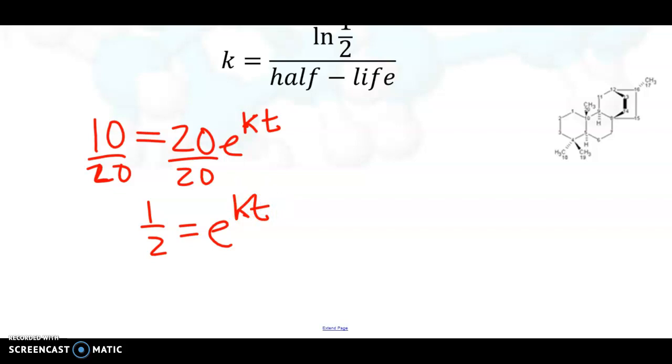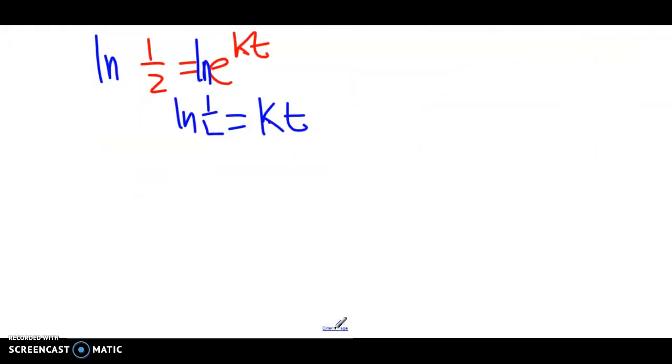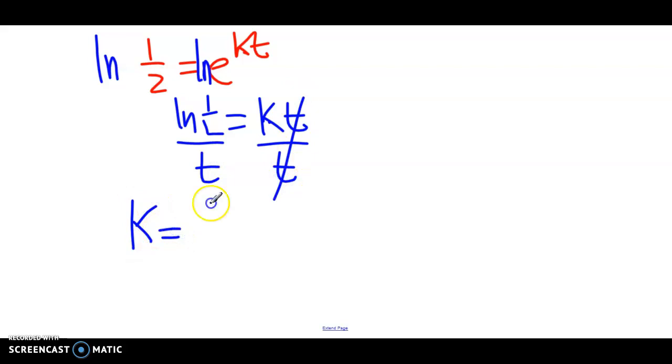Because at this point, I would take the natural log of both sides. So I'd have the natural log of 1/2 is equal to kt, because again, the natural log of e is 1. And then if we want k, we're dividing by time, which is the time for 1 half-life. And you see, this is our proof of how that constant for some half-life is the natural log of 1/2 over some time period t.